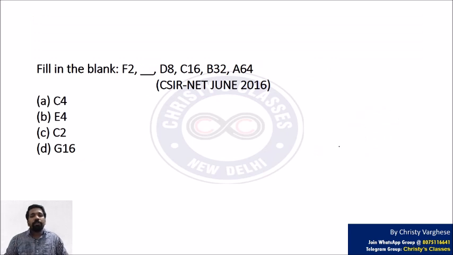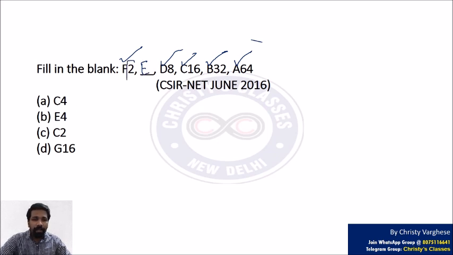So the first question, a June 2016 NET exam problem. This is a combination of number and letter sequence. All of you try it. The letter sequence idea itself will give you the answer as soon as possible. So here, the letter part you analyze: A, B, C, D, F. So definitely E should come there. And that finishes the question.